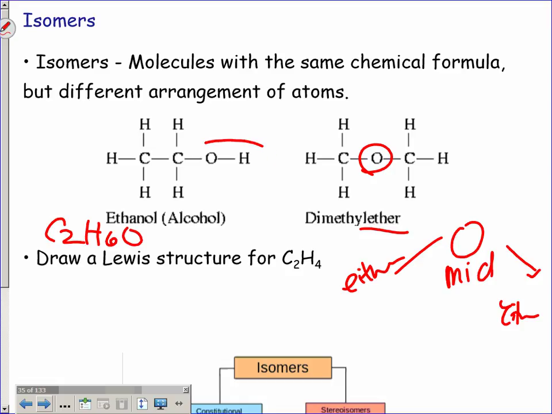Like this has an alcohol group on the end that can do hydrogen bonding with water, which creates a lot of attraction. This doesn't do hydrogen bonding because it simply can't. We're going to talk about intermolecular forces later, but this would be a polar structure, but it's not going to be as polar as this one. So they start to exhibit different characteristics over time. But this is an example of an isomer.